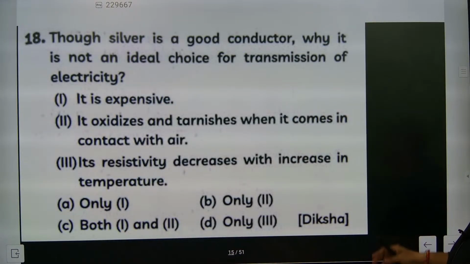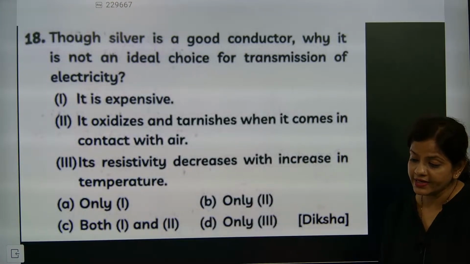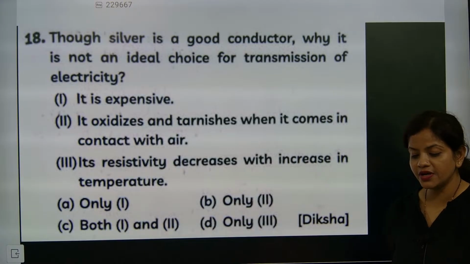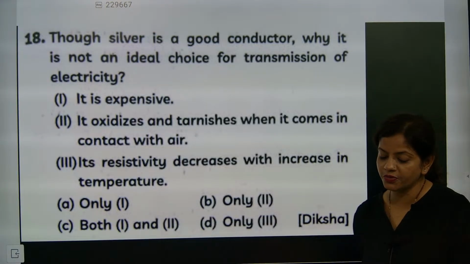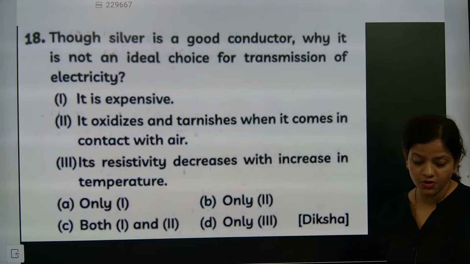Now let's go for question number 18. Quickly we will go towards question number 18. Try to solve question number 18, beta. Try to solve these questions. After that, you can start preparing English again. In between English, I will disturb you for the electricity chapter. Like this, physics and chemistry, I will keep disturbing you.